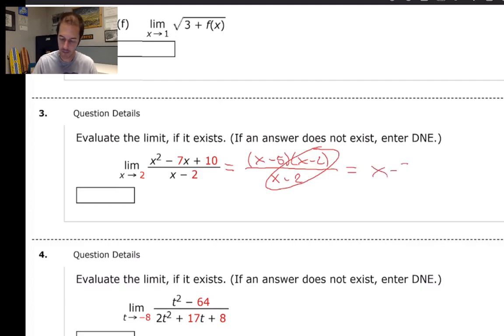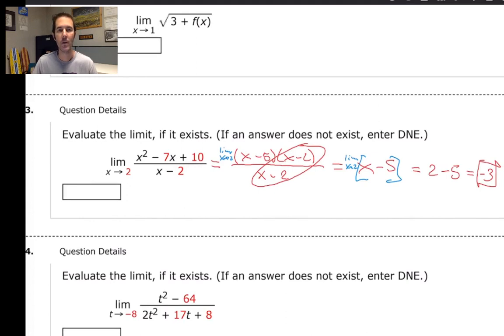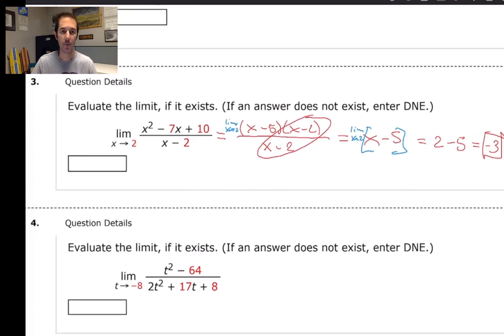We're left with x minus 5, and I've been bad. I should have been writing the limit in here over and over again. So squeeze in a limit as x approaches 2 there, and the limit as x approaches 2 here. And since this, x minus 5, is a polynomial, we can evaluate it by direct substitution, plugging in the positive 2 for our x value and getting a final answer of negative 3. So again, if you can simplify the rational expression, do so, especially if it helps you avoid division by 0.